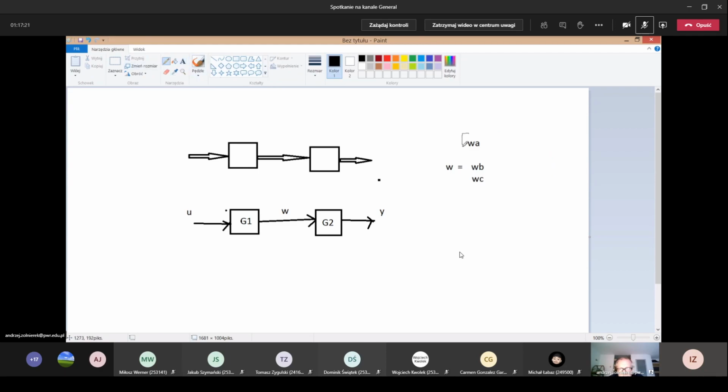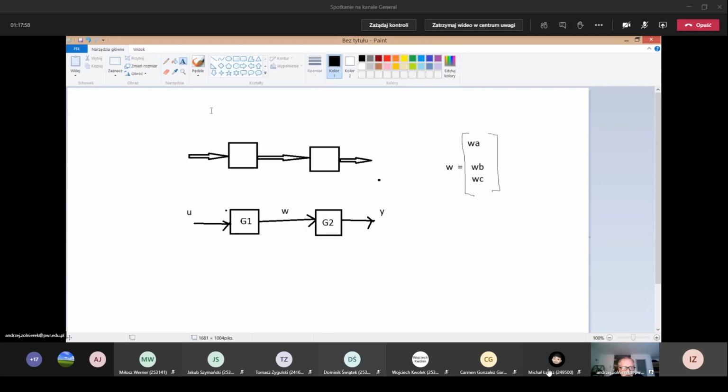So, for example, I must have in mind that every value I can see on this figure, u, w, y, in fact, they are vectors of different number of features. What is the number of this feature? I mean that all outputs of G1 are connected to the corresponding inputs of G2.